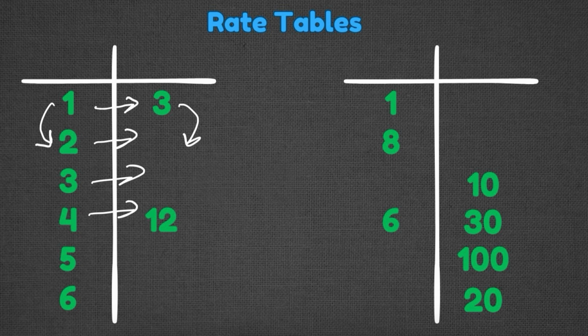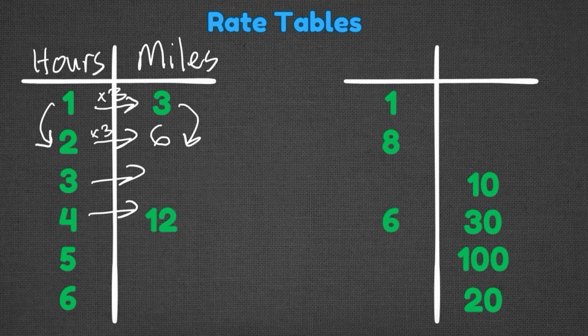If we're talking about something like hours, and maybe this is how many miles somebody can bike in an hour, you can see that a person can bike 3 miles in 1 hour. That is a times 3 relationship. So we can go down to 2 hours and see that 2 times 3 gets us 6.